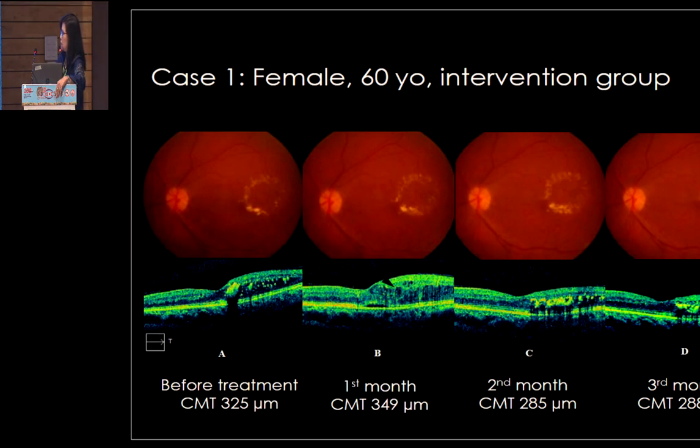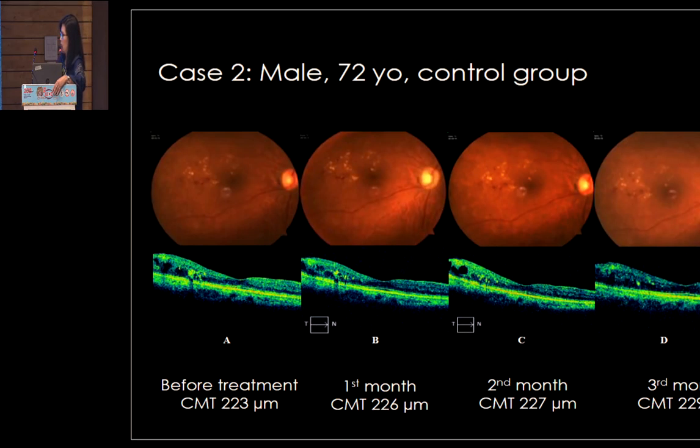And this is just to show you the course of fundus photo appearance and also OCT. This is in the intervention group. We can see that they're stable without any treatment with anti-VEGF or laser. There's a relatively stable macular retinal appearance, and also the OCT, although there's a slight progression in the first and second month, is followed by stabilization, and even the central macular thickness is slightly lower compared to baseline.